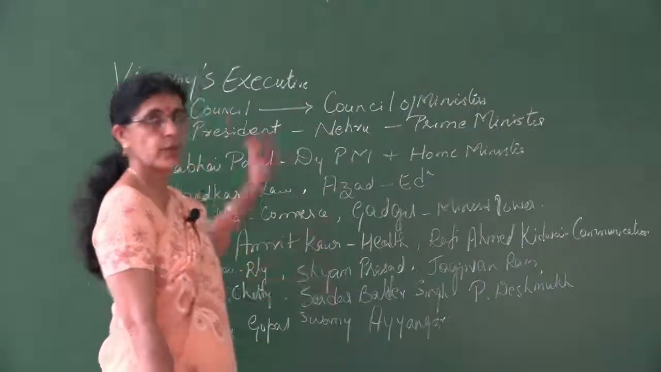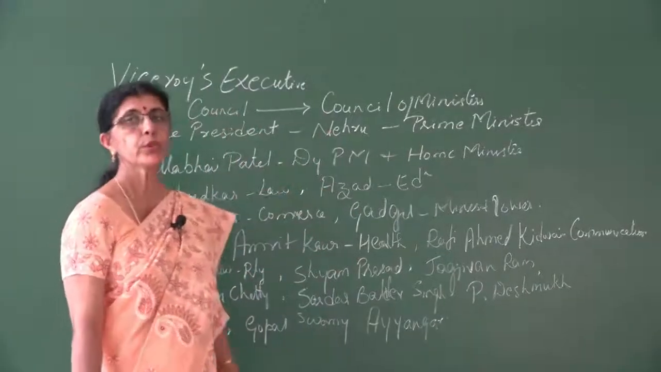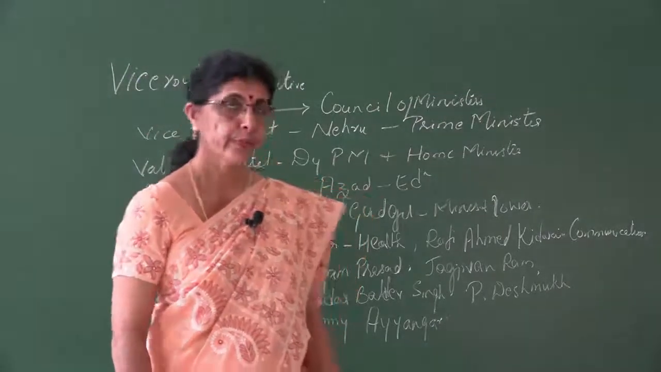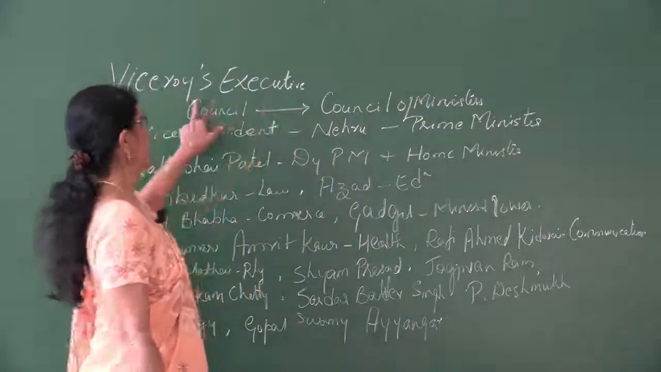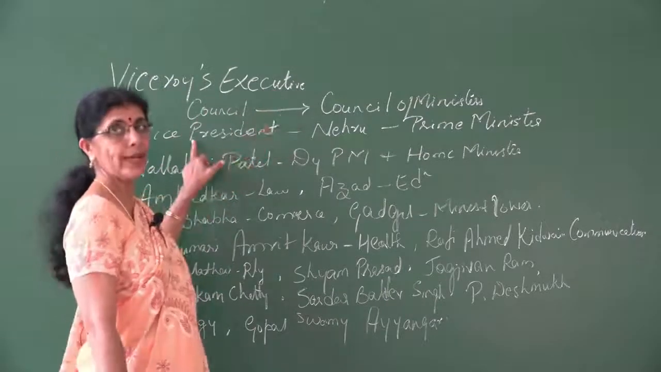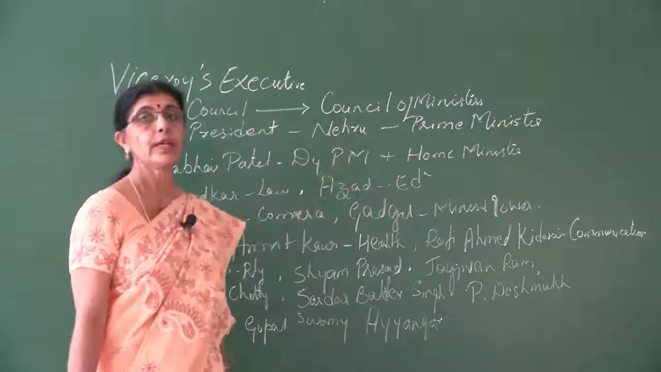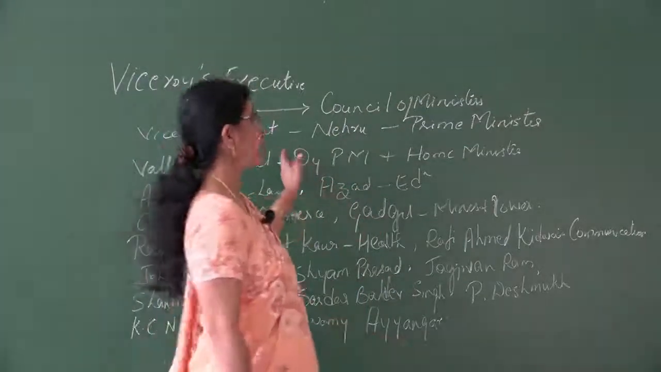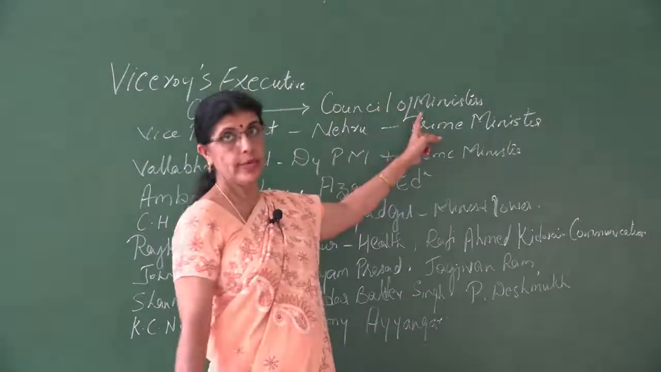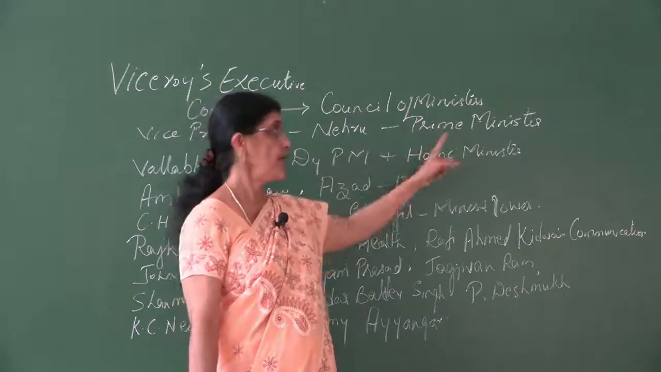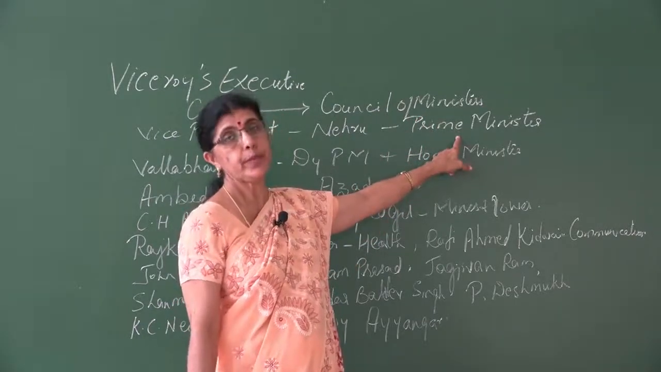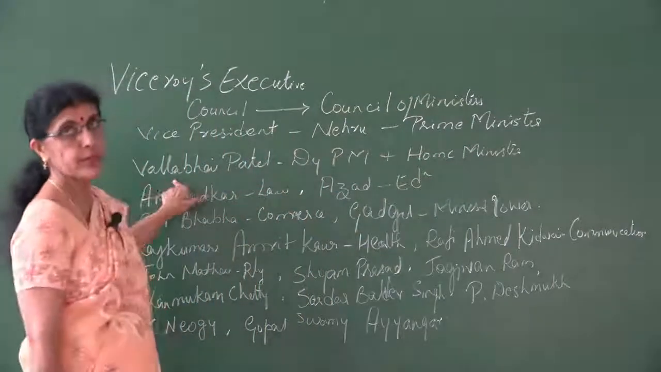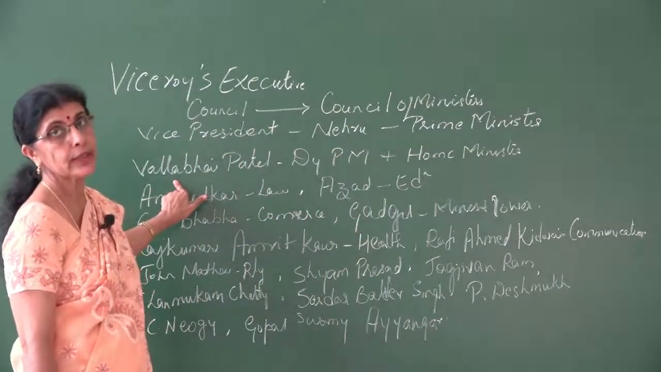There was the Viceroy's Executive Council, which was later transformed into the Council of Ministers. In this Viceroy's Executive Council, we had the Vice President as Jawaharlal Nehru. And this Vice President was again appointed as the head of the Council of Ministers, and he became the Prime Minister of India. And he was assisted by 15 other members.